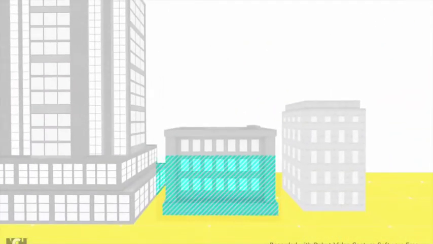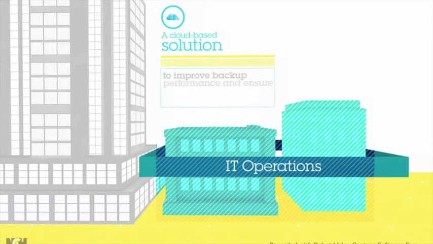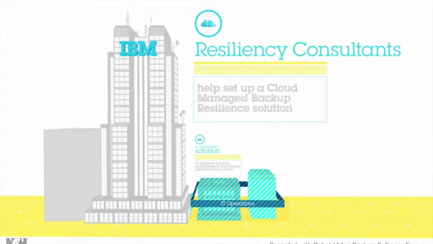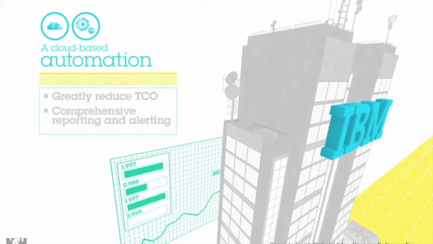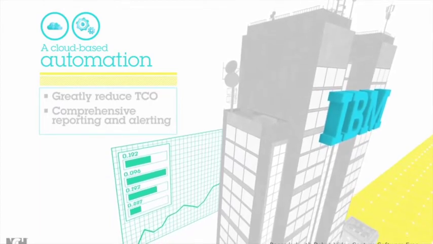After the acquisition of a sizable competitor, a leading broadband company needed to combine the IT operations of both companies with a cloud-based solution that would both improve data backup performance and ensure control of their infrastructure. IBM Resiliency Consultants worked with the broadband company to help them get started with an IBM cloud-managed backup resilience solution across their 4 data centers. The solution's cloud-based automation not only helped the broadband company reduce their total cost of ownership, it also made it easier to manage frequently changing industry regulation requirements.